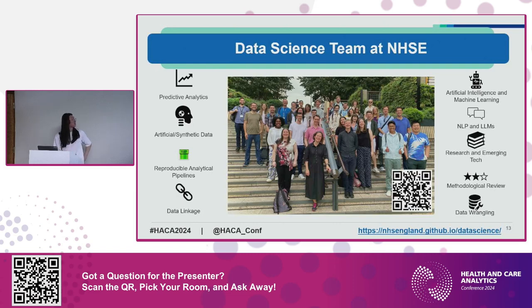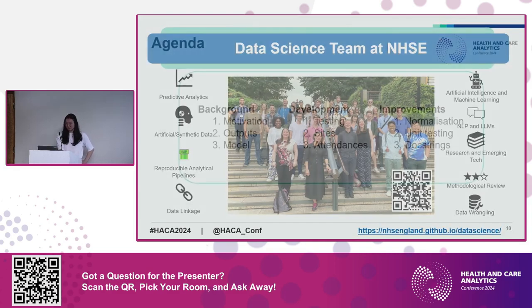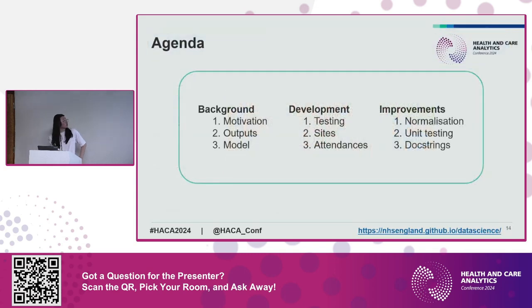Okay. So we're on the central data science team at NHS England, where we work on a variety of projects involving predictive analytics, reproducible analytical pipelines, AI, machine learning, and so on. So we'll first be going into the background about the motivation, outputs, and what kind of model we're working with, some of the development that we've been doing recently, and some improvements of the model that may or may not have worked.